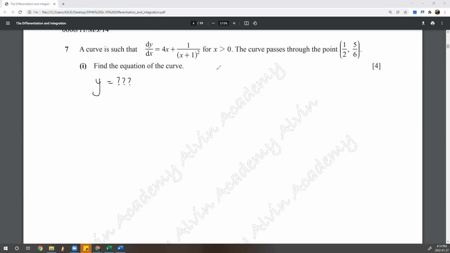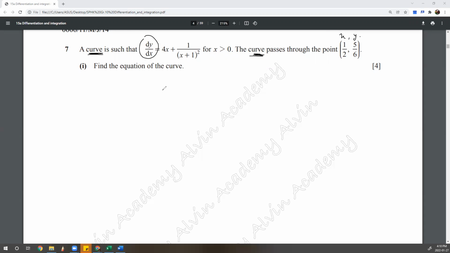Oh, I see. Sorry, I read the wrong question. So a curve is such that dy dx, the curve passes through the point 1 over 2. Find the equation. Oh yeah. So 1 over 2 is the x, and this is the y, right? So the dy dx, or the gradient, right? If you want to find the equation of the curve, you need to find the gradient first. So the gradient will be.